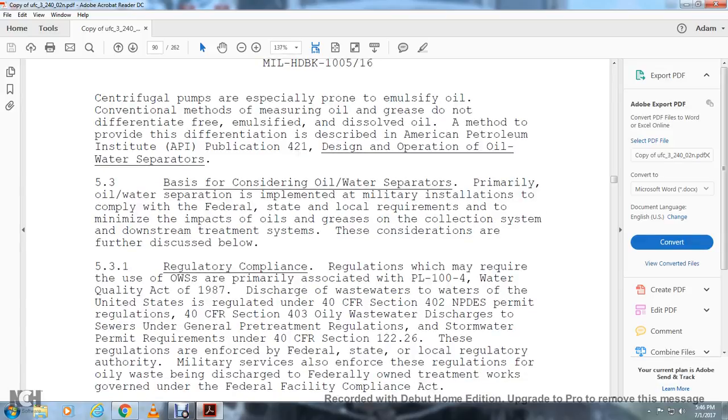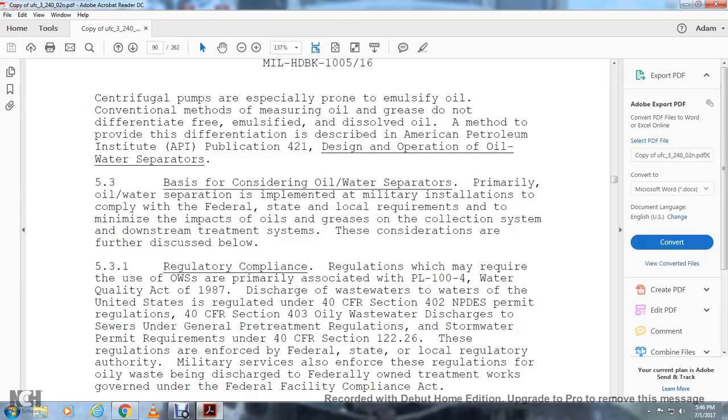5.3.1 Regulatory compliance. Regulations which require the use of oil water separators are primarily associated with Public Law 100-4, the Water Quality Act of 1987. The discharge of wastewater into waters of the United States is regulated under Title 40 CFR Section 402, National Pollutant Discharge Elimination System. A permit is required under Title 40 CFR Section 403 for oily wastewater discharge to sewers under the General Pretreatment Regulations, and stormwater permit requirements fall under Title 40 CFR Section 122.26. These regulations are enforced by federal, state, and local regulatory authorities.